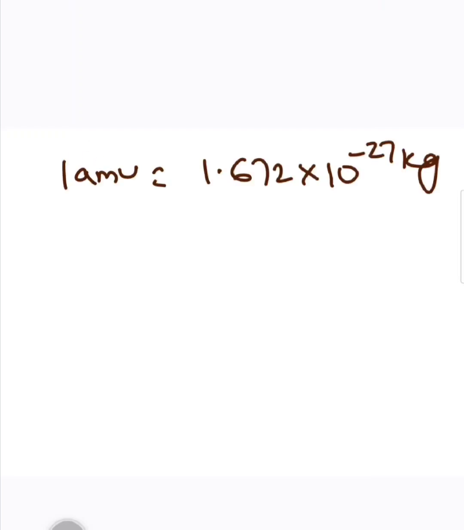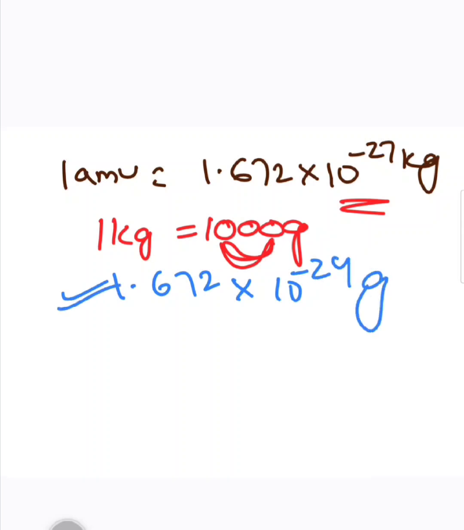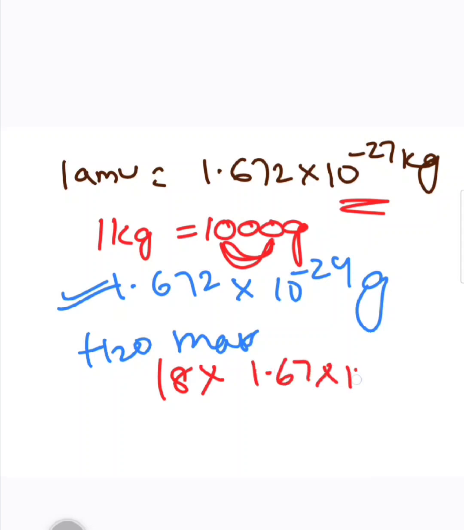Okay, so how do you convert these kilograms into grams? See here, 1.672 into 10 to the power minus 27 kg. To convert kg into grams, you just have to remove 3 zeros, like 1 kg is equal to 1000 grams. So 10 to the power minus 27 is converted into 10 to the power minus 24 grams. Understand? So from this you can now find the mass of water. What is the mass of water? Tell me. The water mass is 18, which we should multiply with the Avogadro number. What is the Avogadro number? 1.67 into 10 to the power minus 24 grams, which is 1 AMU, or mass. Understand?